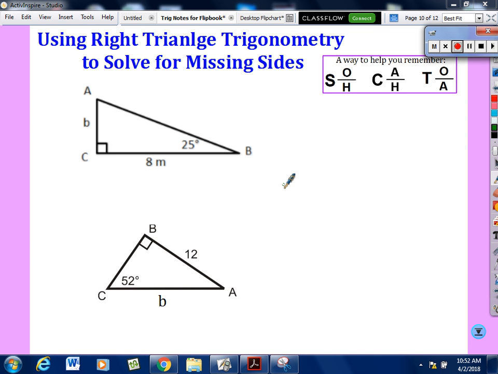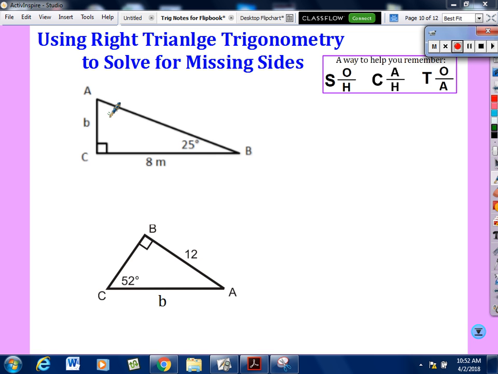Hello, Mrs. Endicott here. I'm going to work out a couple examples for you, showing you how you can use right triangle trig to solve for missing sides. Now, in order for right triangle trig to work, you need to have an angle and one side given to you. Then you can go find either of the other two missing sides.